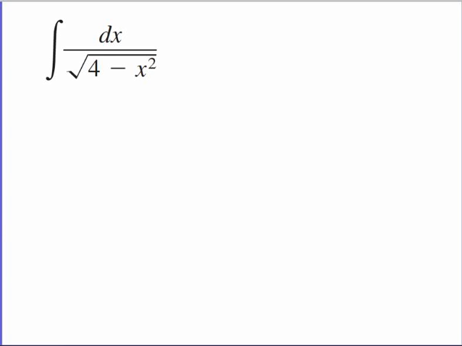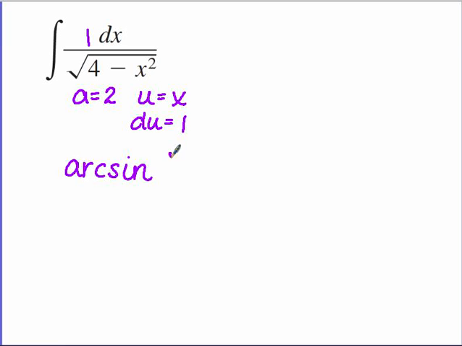So basically what we're saying is that this is an a squared. So a in this case is 2. U in this case is x. So what's du if u is x? 1. So that in fact fits because it's like saying you've got a 1 up there. And so in this problem, the integral of that comes out to be arc sine of u over a, which in this case will be x over 2, plus c.